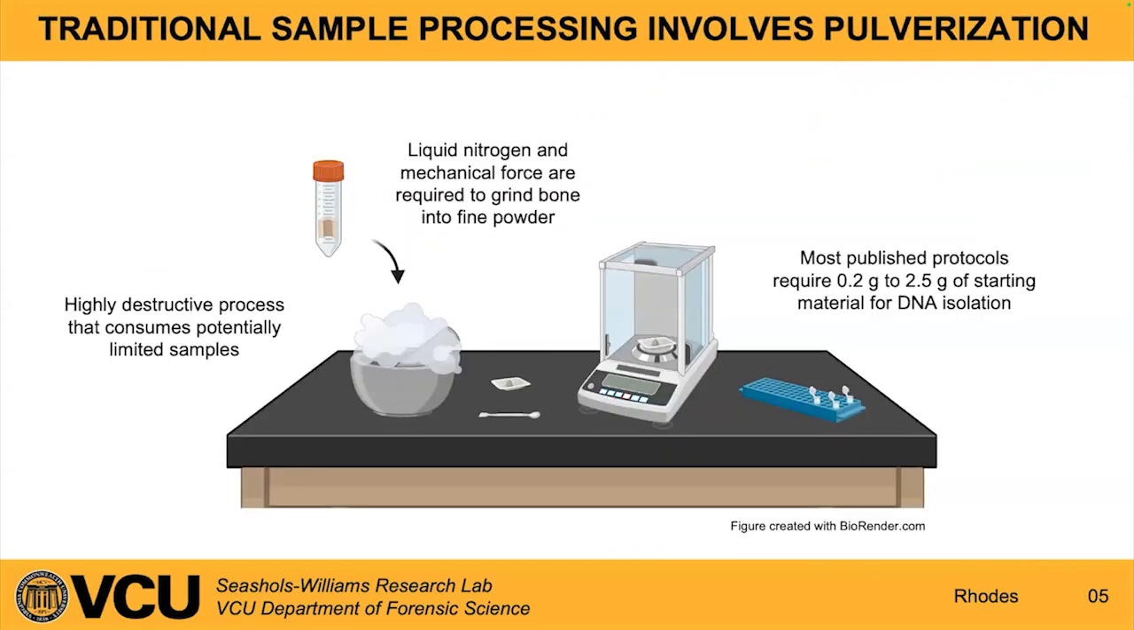Bone is a composite material that provides stability and preservation to endogenous DNA molecules, and the calcified matrix itself presents a physical barrier to the isolation of DNA from skeletal elements. Traditionally, samples are processed using pulverization, and this is typically performed using liquid nitrogen coupled with a mortar and pestle and mechanical force to grind the bone into a fine powder. It's a highly destructive process that consumes potentially limited samples, and most published protocols require 0.2 to 2.5 grams of starting material for DNA isolation.